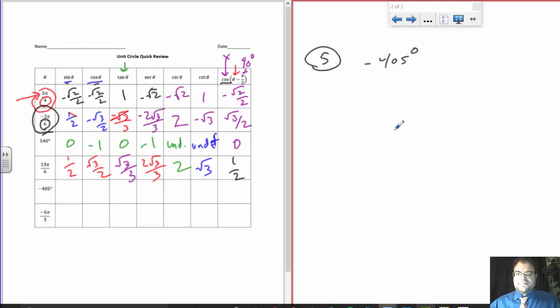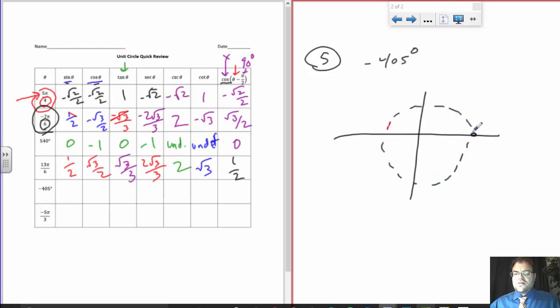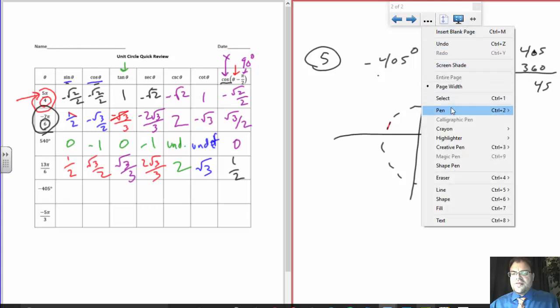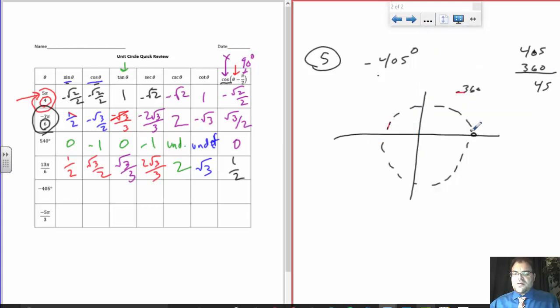Negative angles are measured clockwise. This is a complete circle, which is negative 360. So if I go further, negative 405, say 405 minus 360, I can see that's actually 45 degrees. So I need to go 45 degrees further in the clockwise direction. So if I go 45 degrees further, I'm going to end up there.